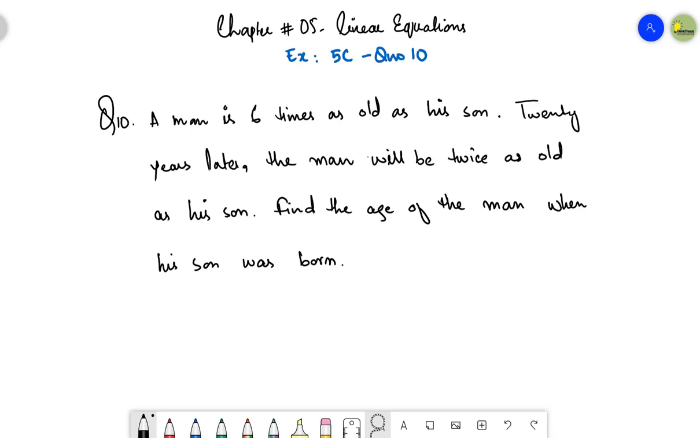Another interesting question of linear equations. We have to understand a real world problem and we need to find out the age of the father. So let's start the question.